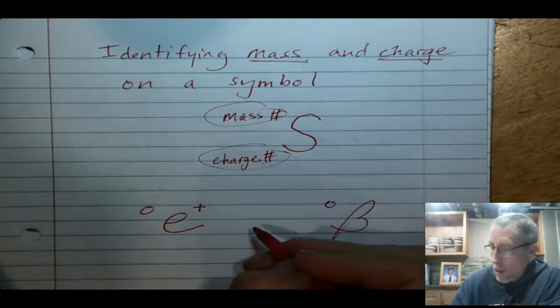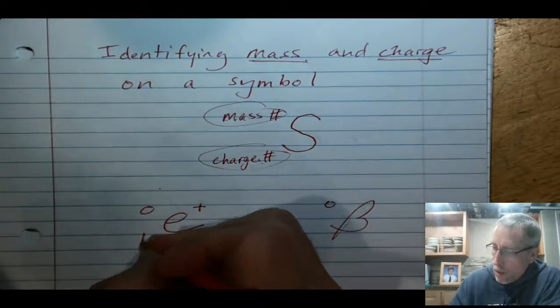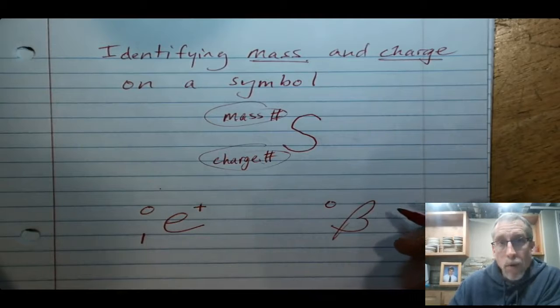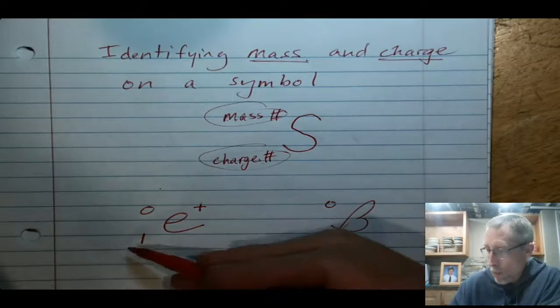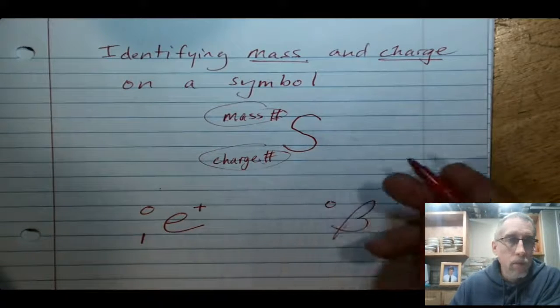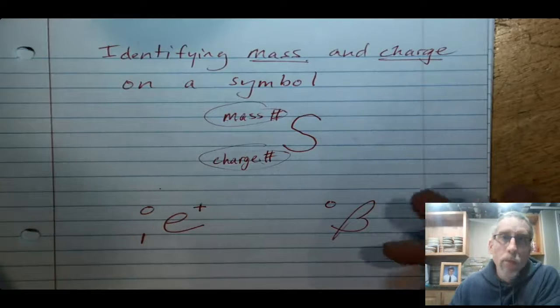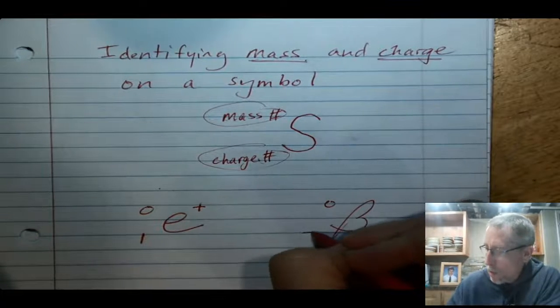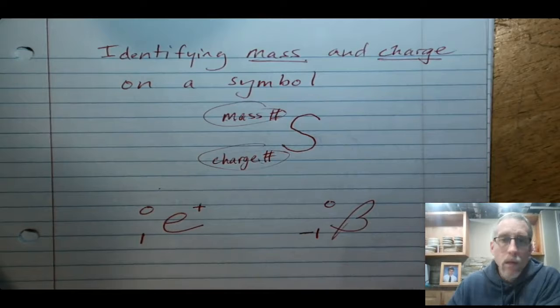All right, and then the charge on a positron, it's just a charge of 1. Very much like a proton has a charge of 1. We don't put the plus here, but it would be because charges come in like two different types, positives and negatives. This one happens to be the positive. And the beta particle, just like an electron, is a negative one.